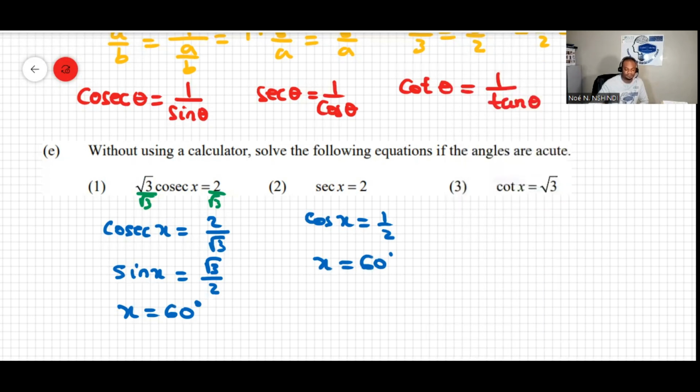So and then cot x equal to √3. This means that tan x equals 1 over √3. And then this means that x equals 30 degrees. Okay. You may start by drawing the triangle or listing the table as I showed in the previous questions, then substitute the values as we did here. Thank you.